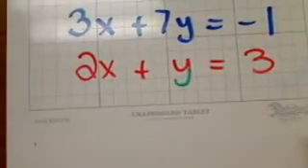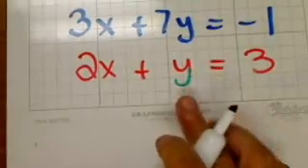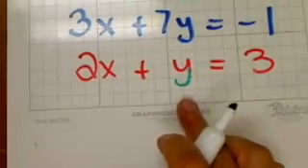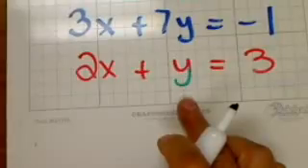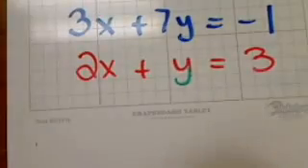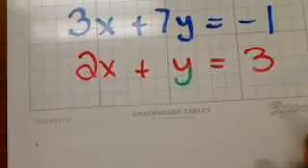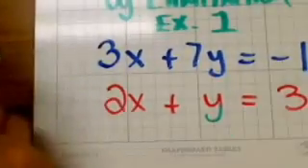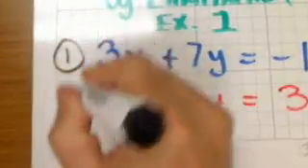This problem particularly could have been done by substitution. I notice my lone y here could have been isolated by bringing the 2x over, and that would have been pretty easy by substitution. But we're going to try this one a little bit by elimination. I'm going to number my equations again so I don't get lost.